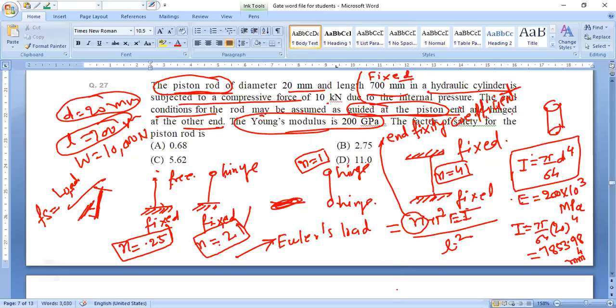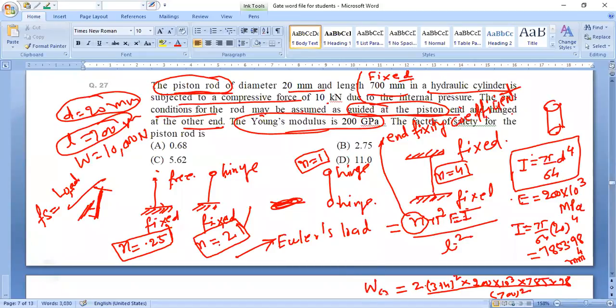So we will use 2 over here, so we will calculate it. 2 pi is 3.14 whole square, Young's modulus is 200 10 to the power 3, inertia is 7853.98 divided by L square, 700 square. Solve कर दीजिए, कितना आ रहा है? So it is the crippling load. इतने लोड को ये बियर कर सकती है बिना बकल हुए, इससे ज्यादा होने पर ये पिस्टन रॉड बकल कर जाएगी। इसके आंसर क्या आ रहे हैं बताओ?